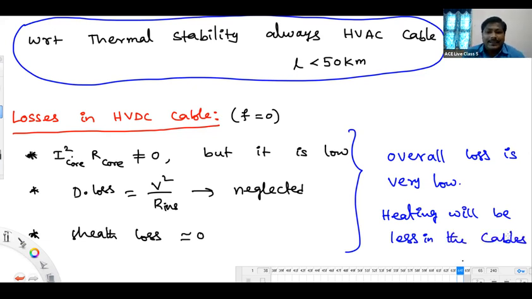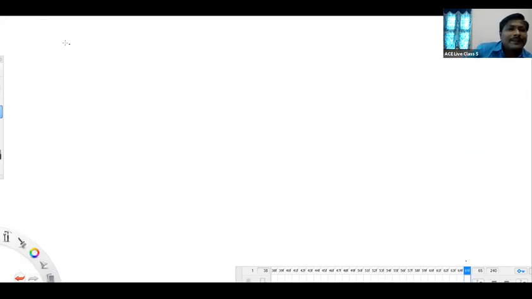Heating will be less in the cables. So is it required to keep any length limit on the HVDC cable? Not required. You can use this HVDC cable for whatever length you want. So I can write: there is no length limit on the HVDC cable, practically speaking.